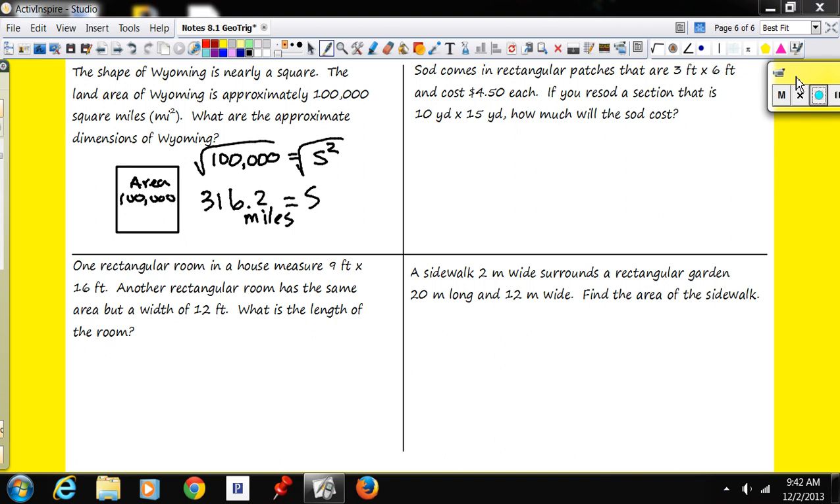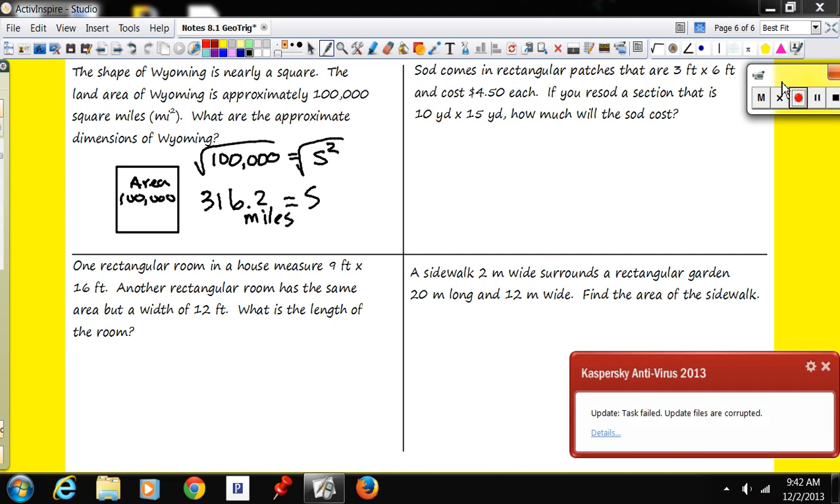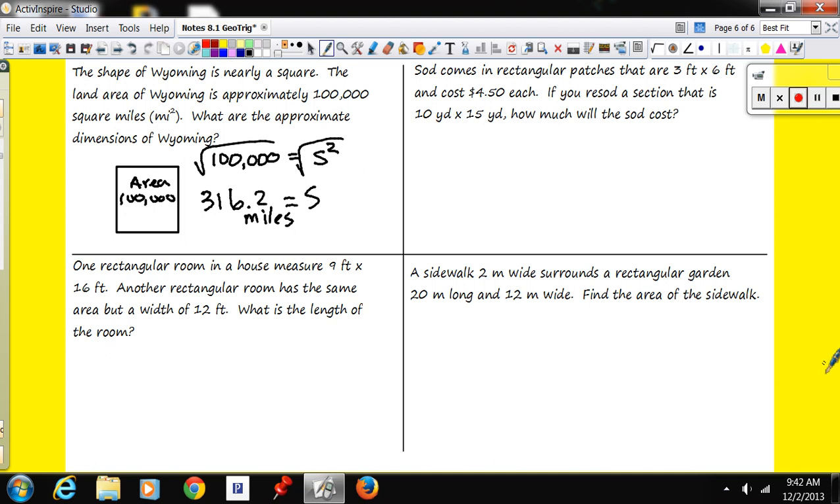Okay, sod comes in rectangular patches that are 3 feet by 6 feet and cost $4.50 each. If you resod a section that is 10 yards by 15 yards, how much will the sod cost? What do I need to do here?